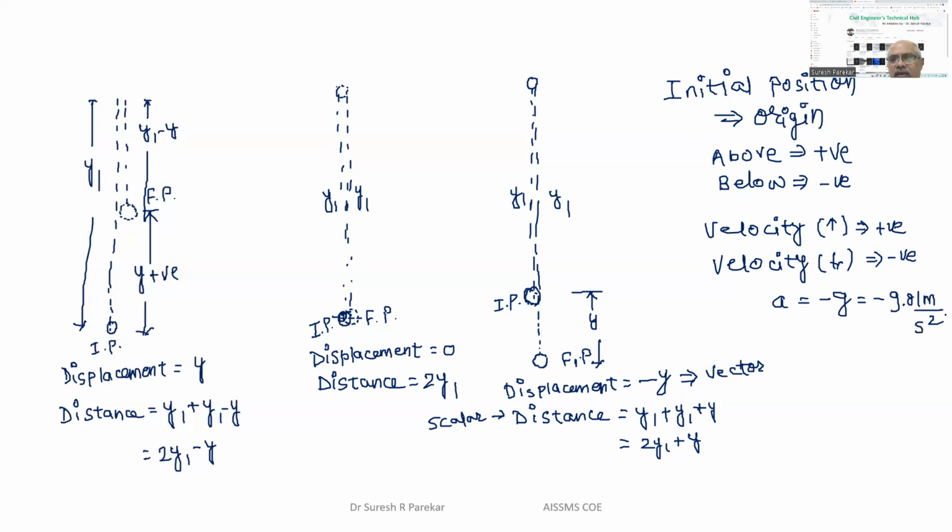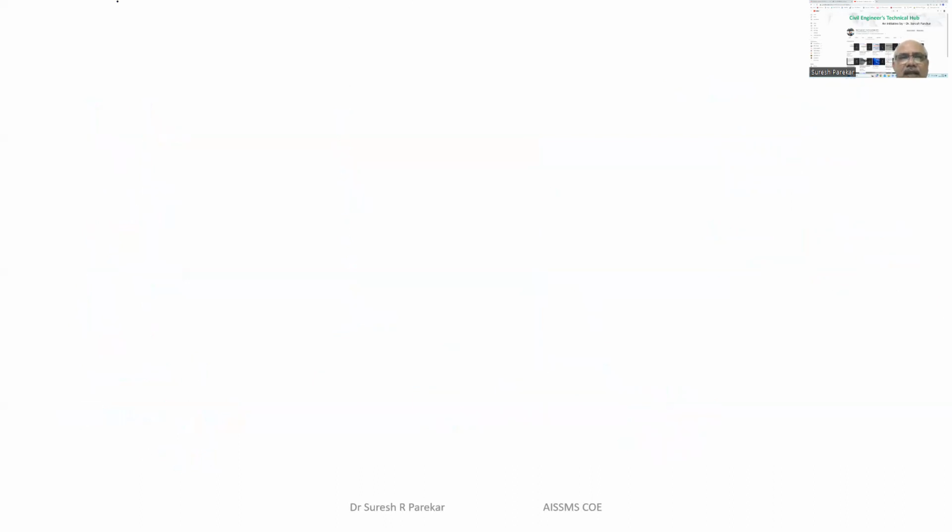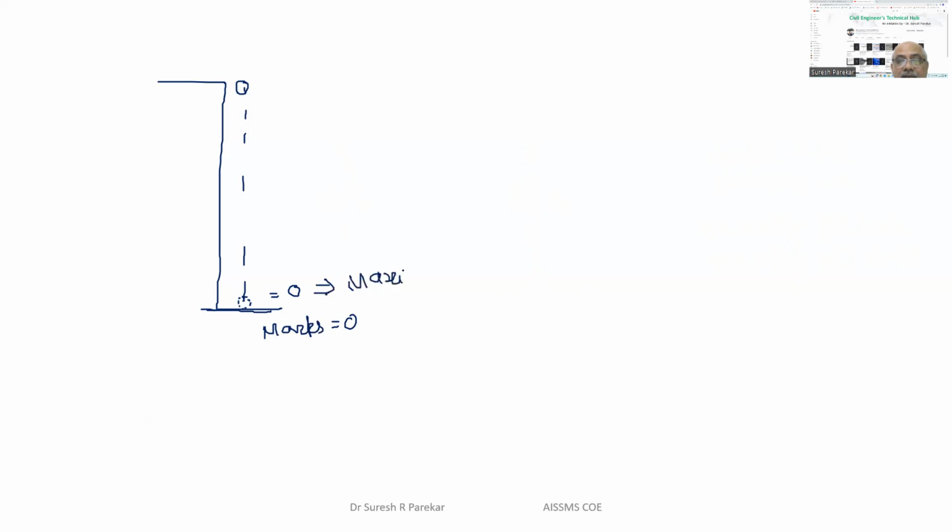Now, in this chapter, whenever we ask, if I throw a particle from a tower and it reaches the ground, what will be its velocity? The answer of the student is always 0. And if your answer is 0, you will get marks 0. Because the velocity at the ground is not 0. You have the maximum velocity along this path.